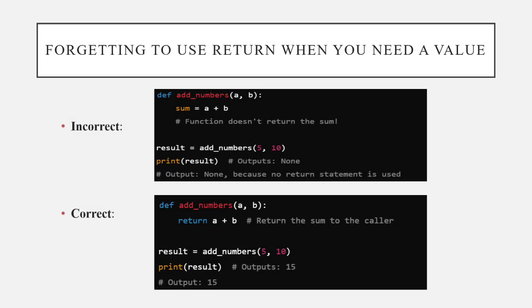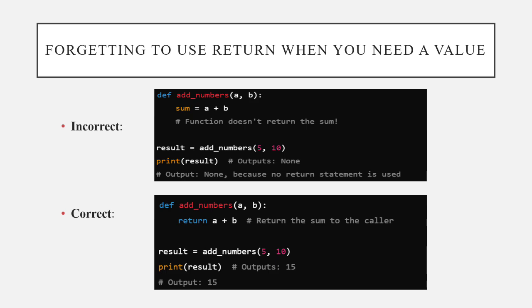And the third one is forgetting to use return when you need a value. Look at the example. Ever written a function that calculates something, but when you try to print it, you get None? Yeah, that's because you forgot to return the result. It's like your function is holding on to the answer but doesn't want to share. Always return your results if you need to use them later.